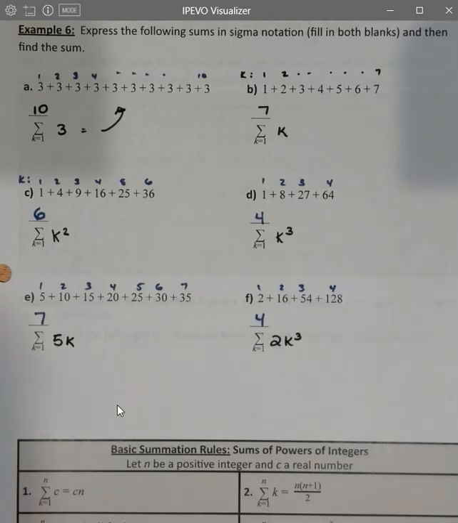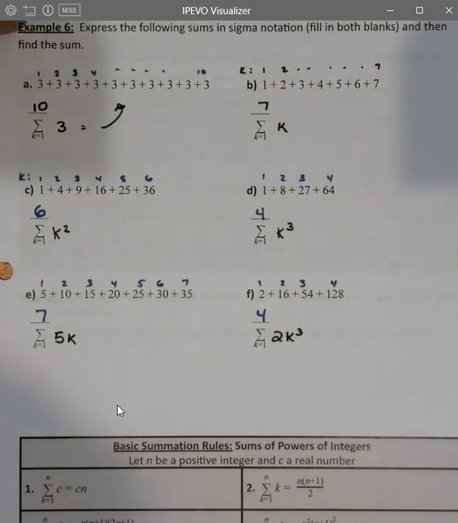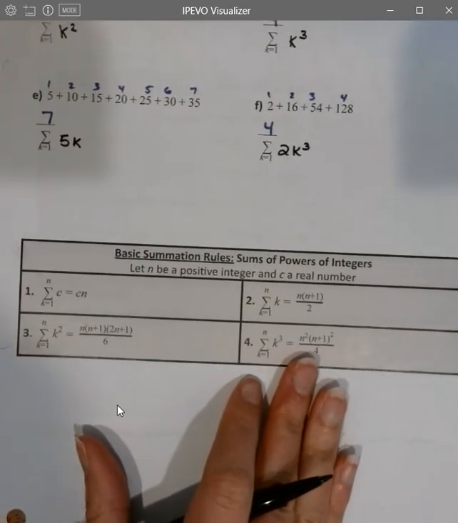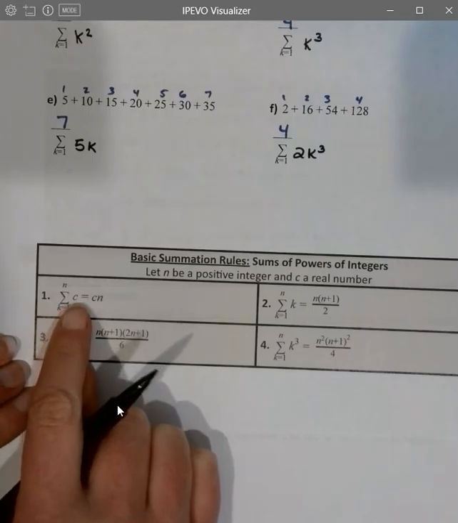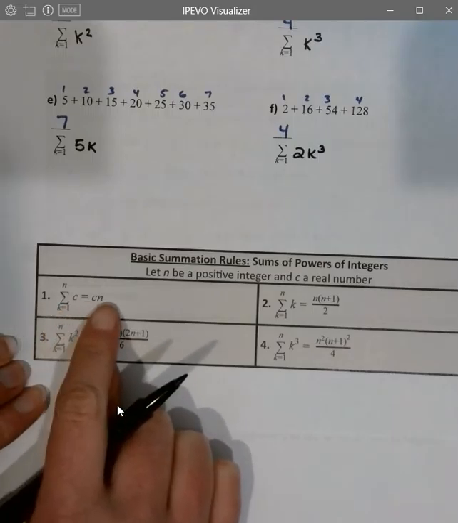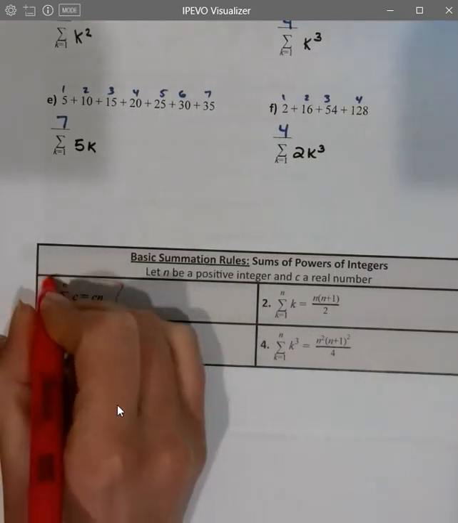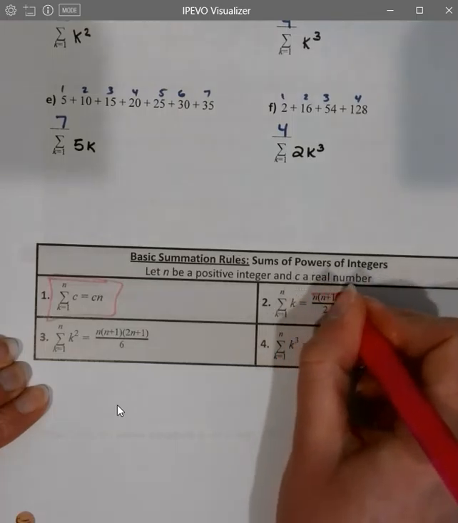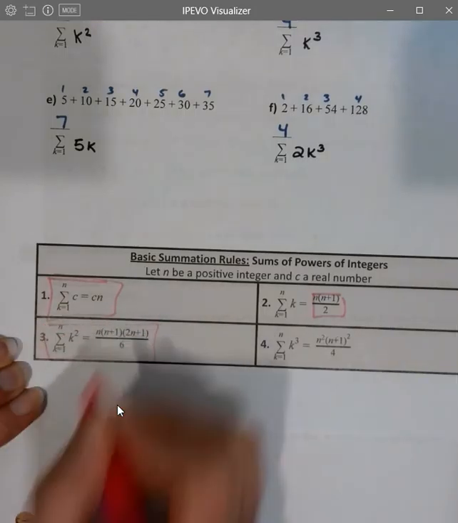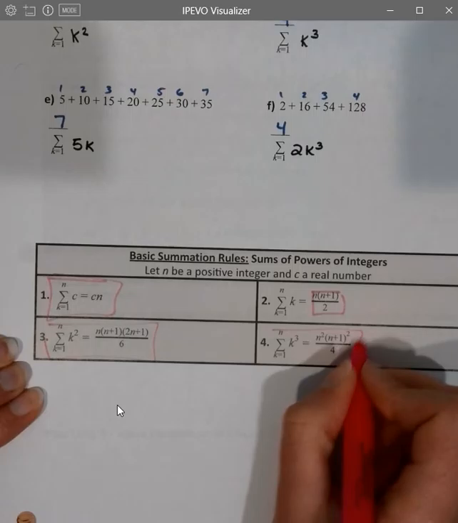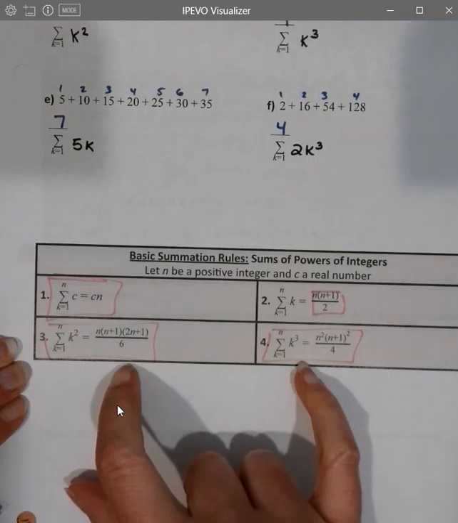Now there are some basic summation rules that allow us to by hand simplify some of the basics. So like the sum of a constant. If you're adding up a constant n times, that sum is c times n. If you're adding up k n times, that sum is n plus 1 times n over 2. If you're adding up k squared, there's a pattern for that sum. You can always add it up, and if you're adding up k cubed, there's a pattern for that one as well. So we're going to check these patterns out as well as evaluate.